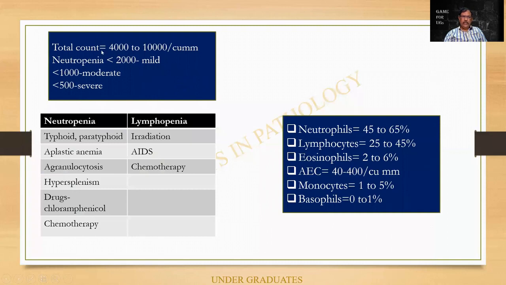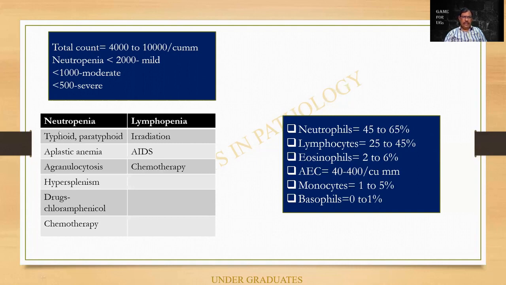The count is normally 4,000 to 10,000. Neutropenia is when it is less than 2,000, mild. Less than 1,000 we call it moderate neutropenia. Less than 500 is severe neutropenia. And it is almost absent in a condition called agranulocytosis.